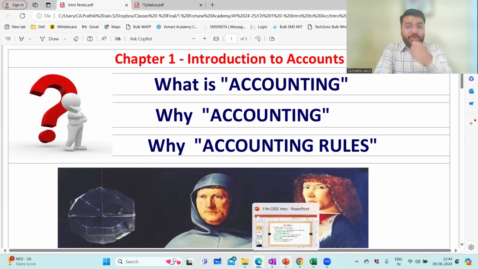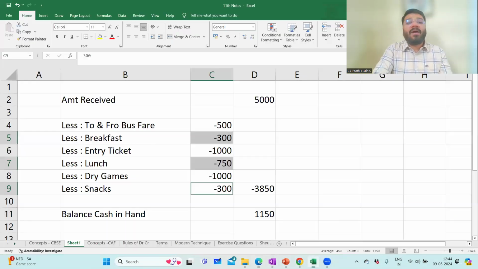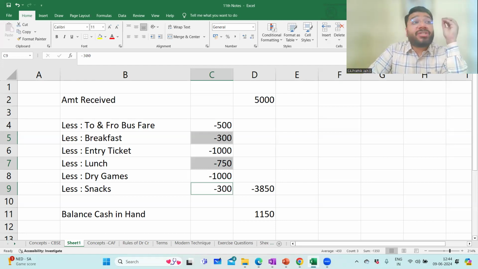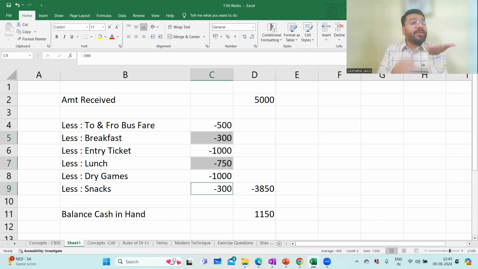Now you tell me, guys, you did so much of drama, no? Why? What do you get? You get some information out of it. And this information is going to help you to make certain decisions in future. So accounting you're doing. Why? To get some information out of it.